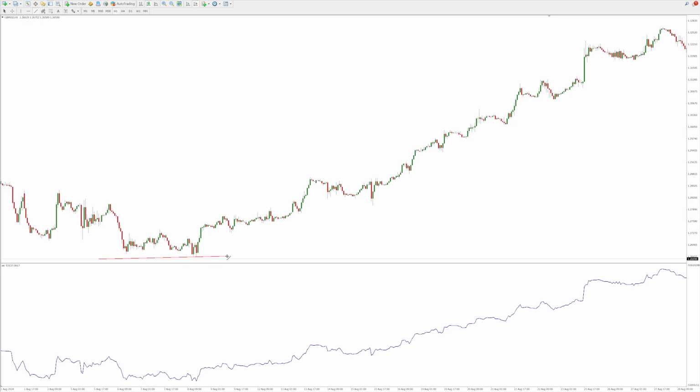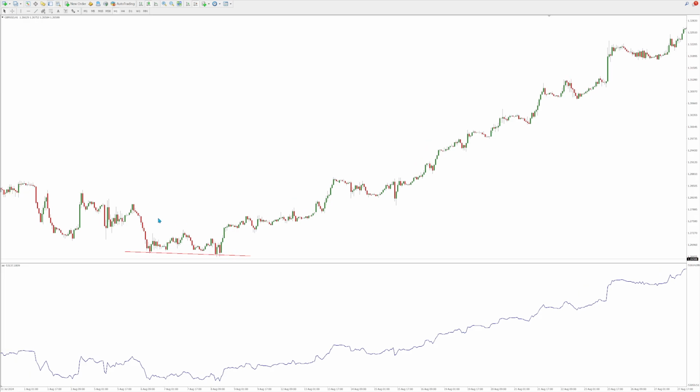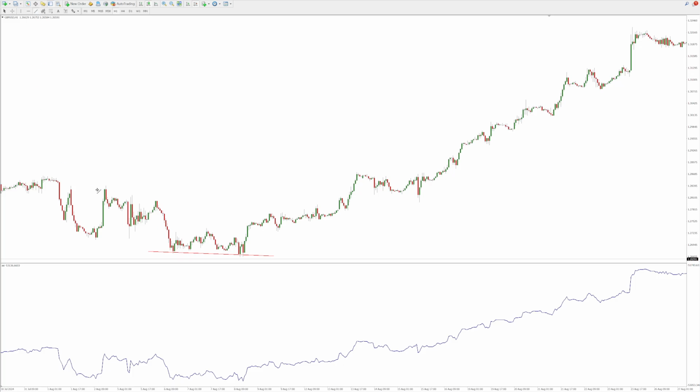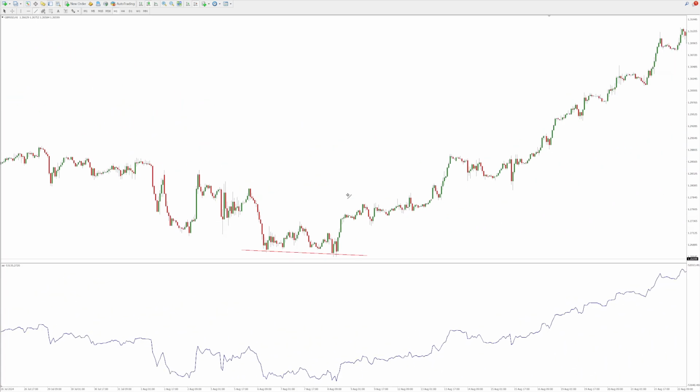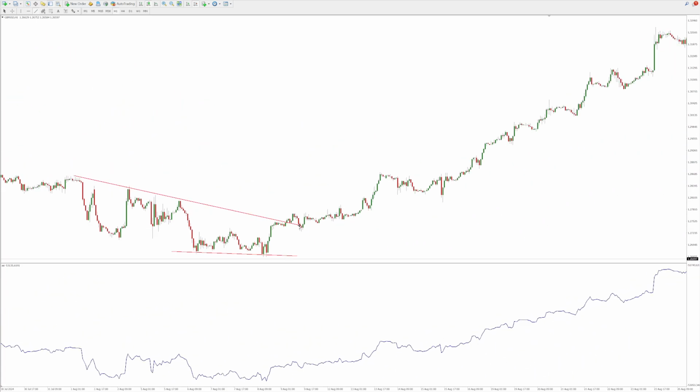So the first thing I do is I draw my support level. You can see the market formed this support level here. Price has rejected it multiple times, following on from this downtrend. So what's happened is we've just had a big downtrend, as you can see here, and we just draw support and resistance.